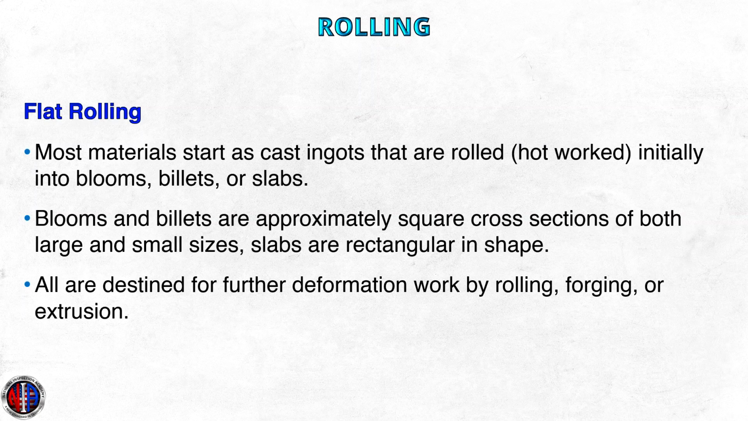Flat rolling. Most materials start as cast ingots that are rolled initially into blooms, billets, or slabs. Blooms and billets are approximately square cross-sections of both large and small sizes. Slabs are rectangular in shape. All are destined for further deformation work by rolling, forging, or extrusion.